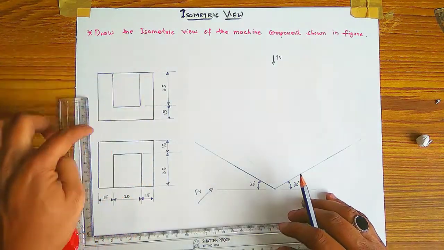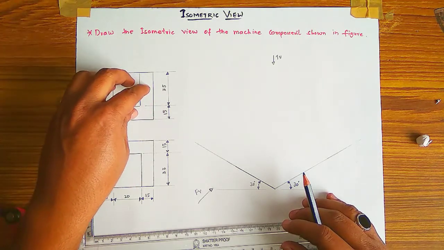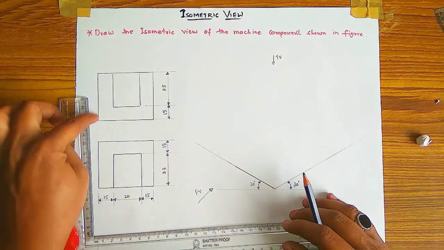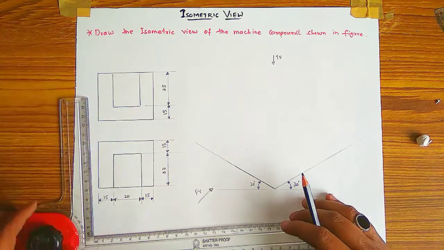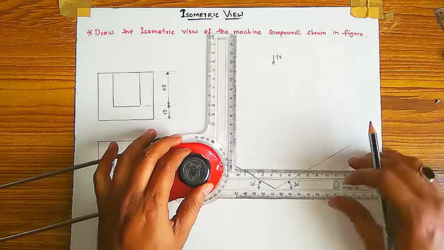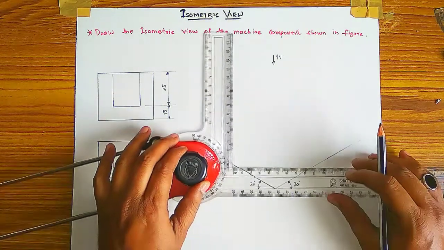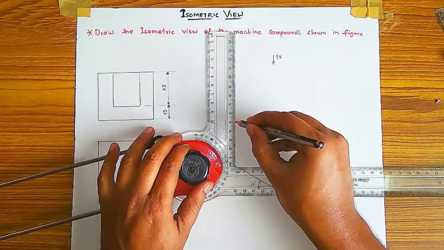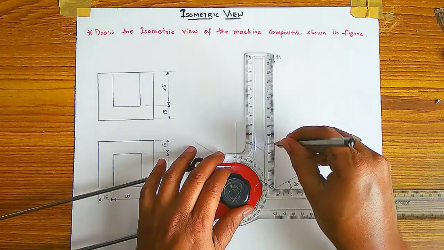Now we have to draw this line, that is, how much is this section in this box. First you have to draw this. How much is the line? 15 plus 35, that is 50, so we have to draw 50 mm straight. From this end we have to draw a perpendicular line, it should be 50 mm like this, and from here 50 mm like this.